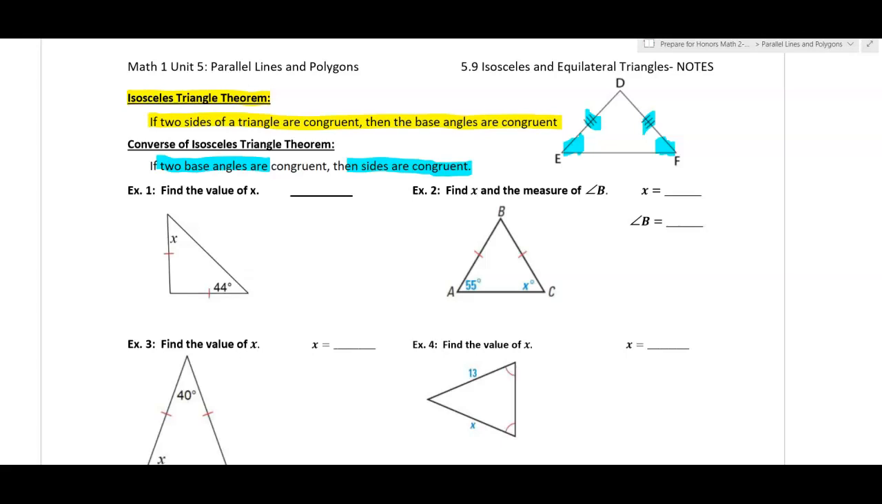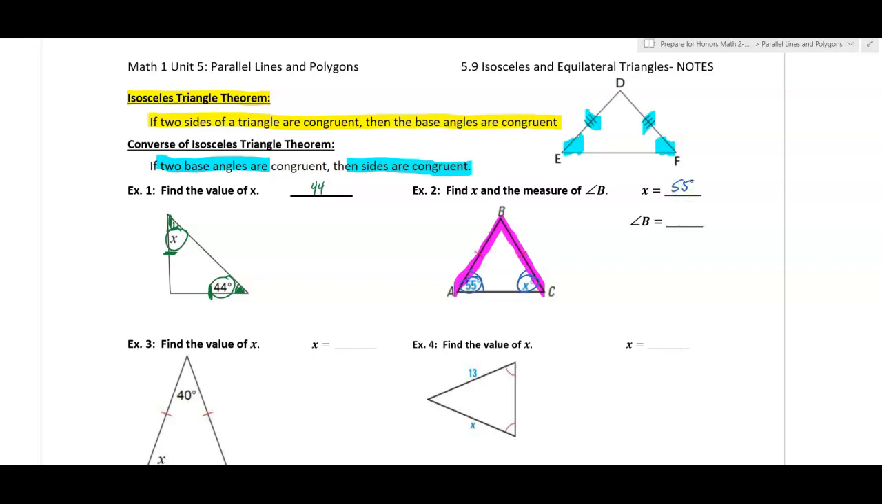So let's use this theorem for the next few examples. So right away when you look at example 1 here, if I notice here, they tell me this side is congruent to this side, which tells me right away that this angle is congruent to this angle. So if this angle is 44 degrees, I know x has to be 44 degrees. When I look at the next example, if this side is congruent to this side, I know that these base angles are congruent. So if this is 55, I know x is 55.